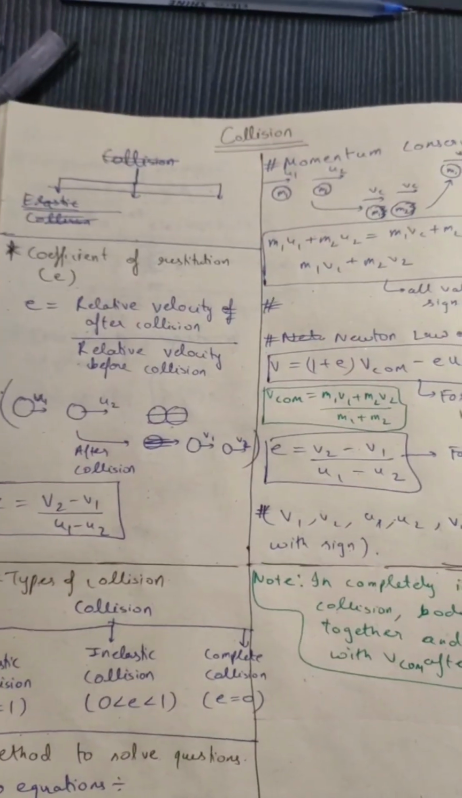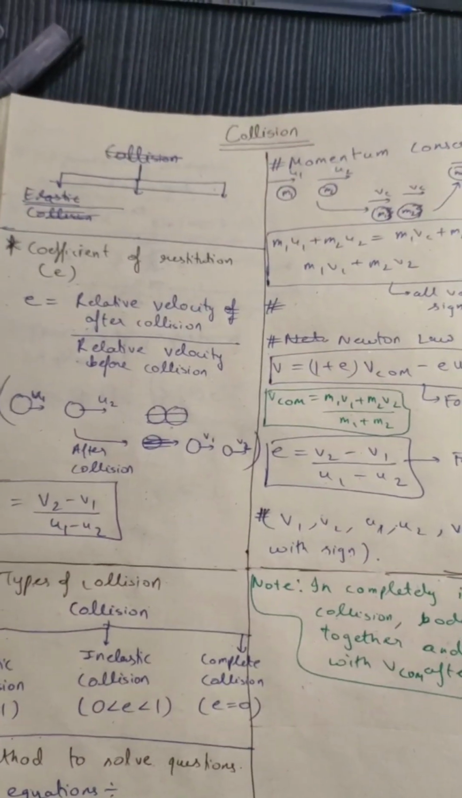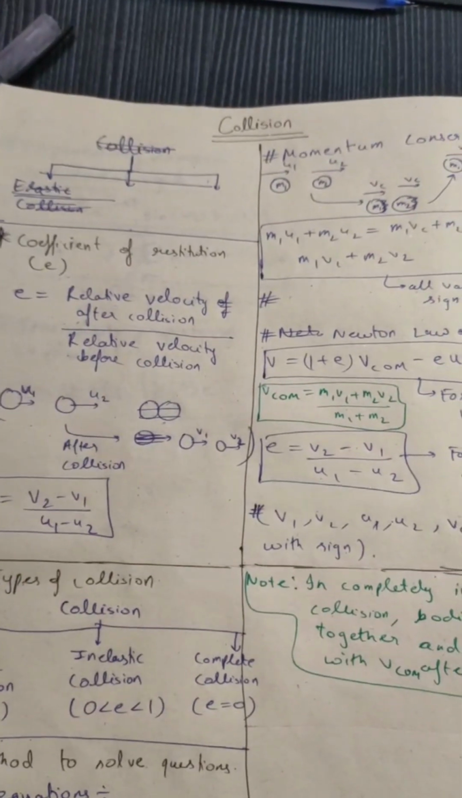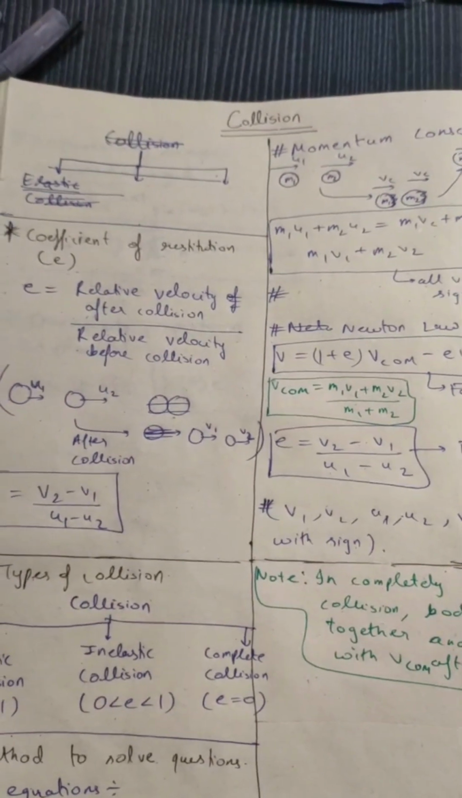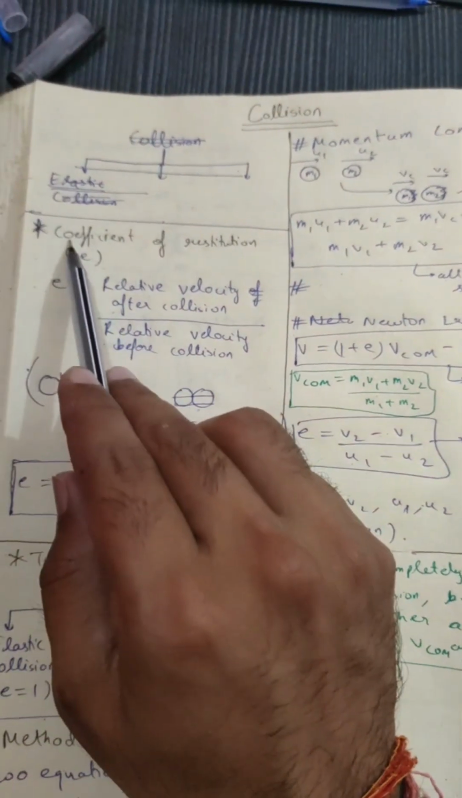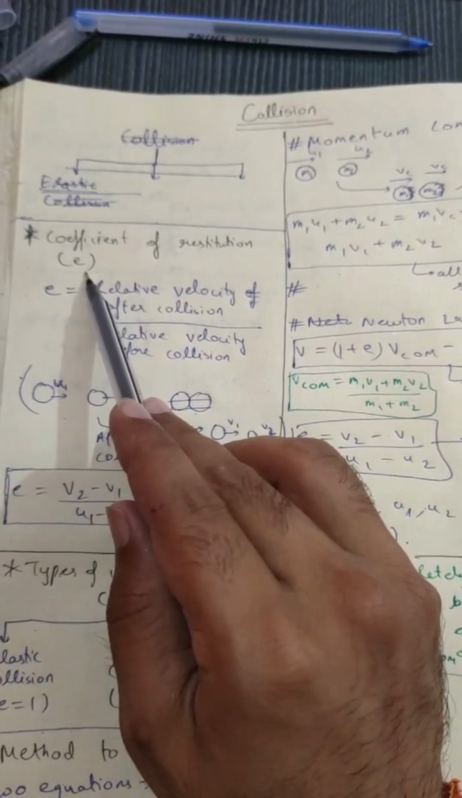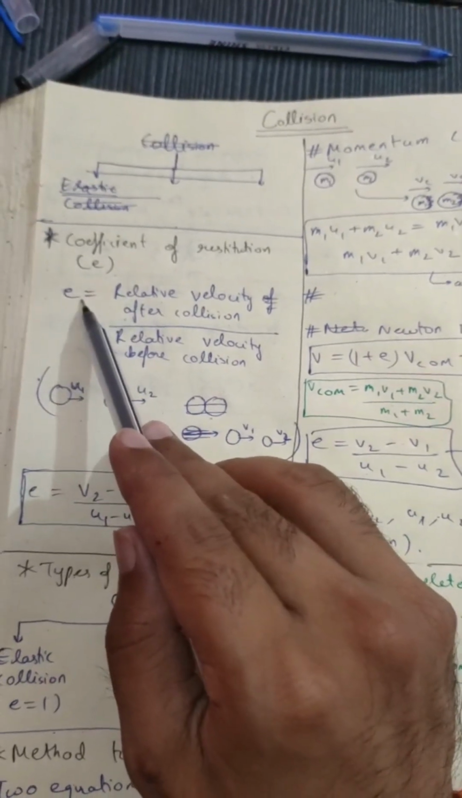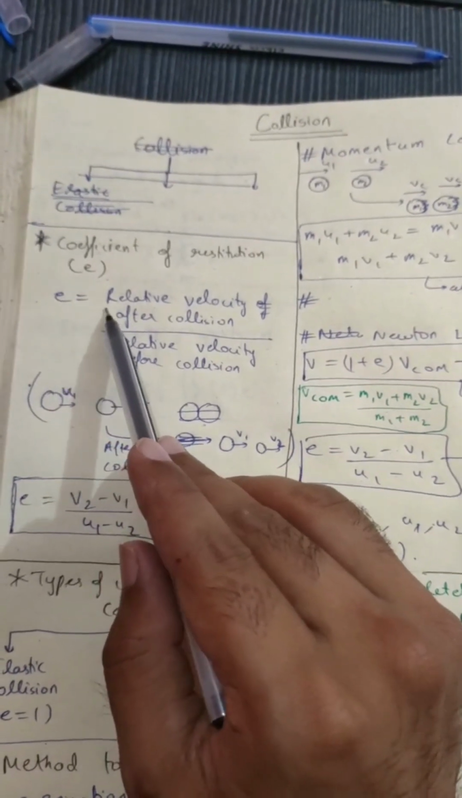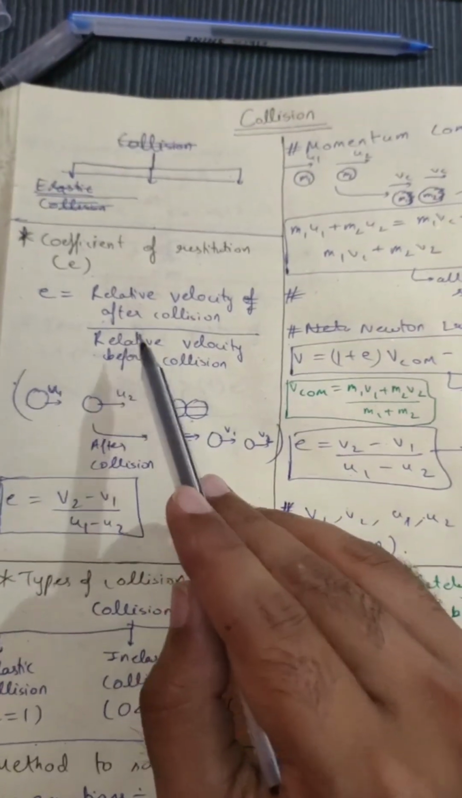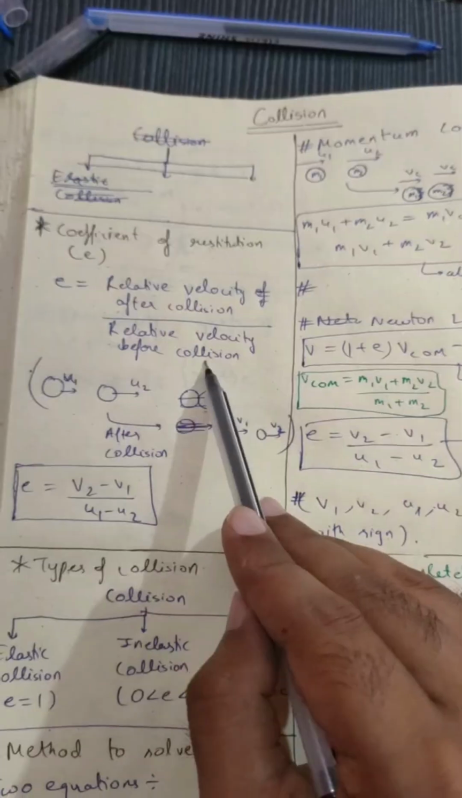So welcome everyone. Today we will study collision. First of all, before starting the topic of collision, we will study the topic of coefficient of restitution. So what is coefficient of restitution? It is denoted by the letter e. So coefficient of restitution e is equal to the relative velocity after the collision upon the relative velocity before collision.